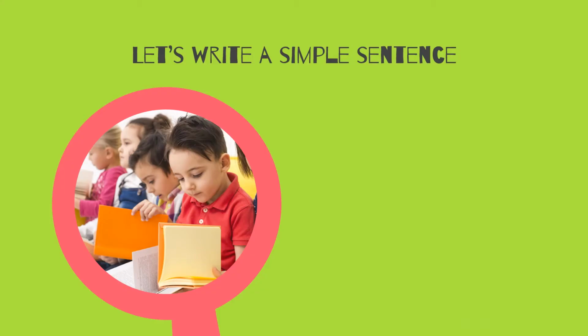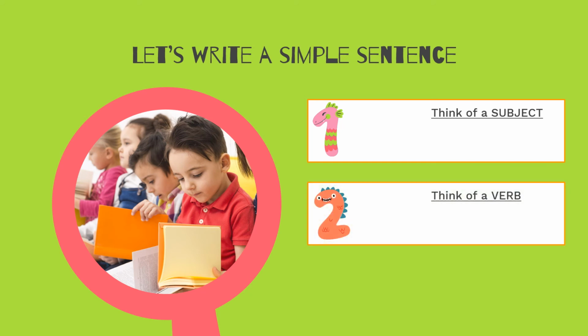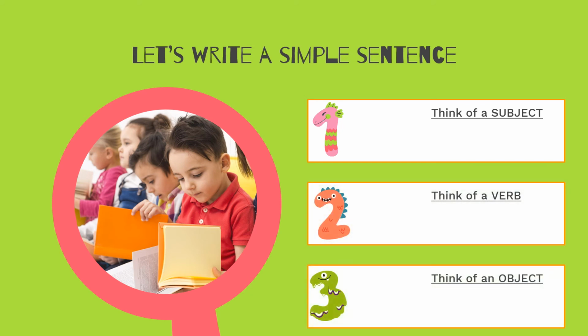To write a simple sentence, just remember these 3 easy steps. First, think of a subject, then think of a verb, action or being, and finally, an object. Extra information could be what, why, where, when, how. So a simple sentence structure is made up of S, V, and O.